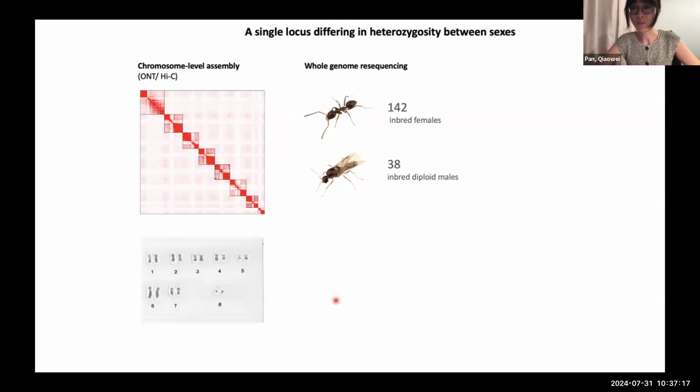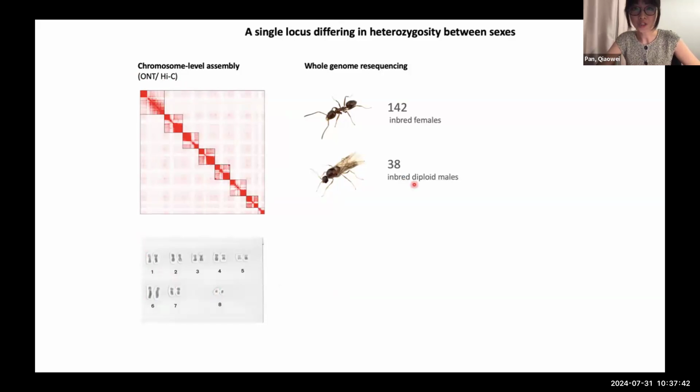Afterwards, because this is a non-model species, there are not many genomic resources for it. So we started by generating a chromosome-level assembly using a combination of nanopore long reads and Hi-C. So here on the Hi-C contact map, you can see 8 large scaffolds, which correspond to the 8 chromosomes in the karyotype of the species.